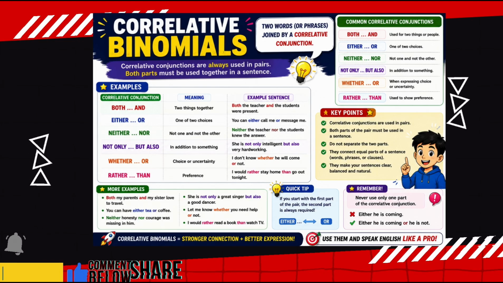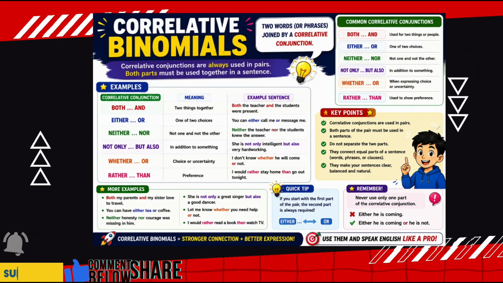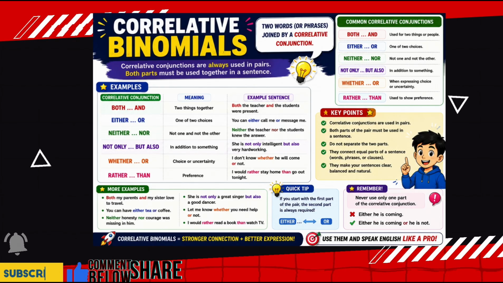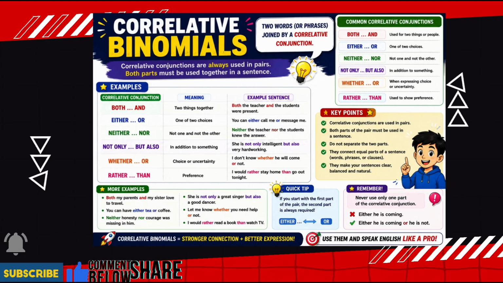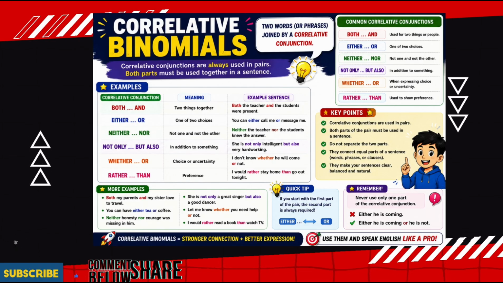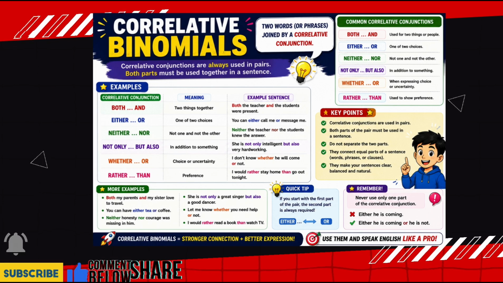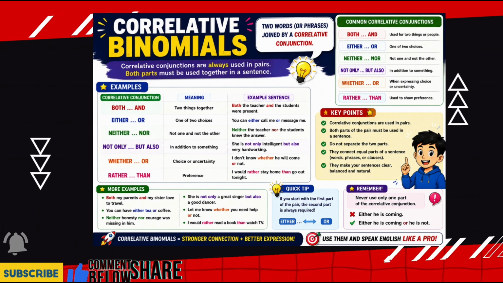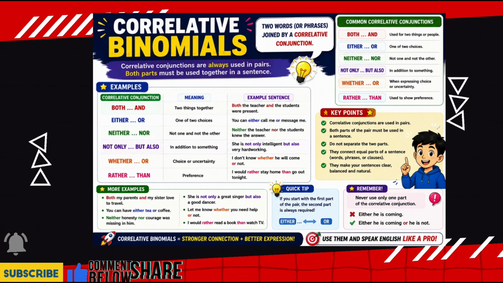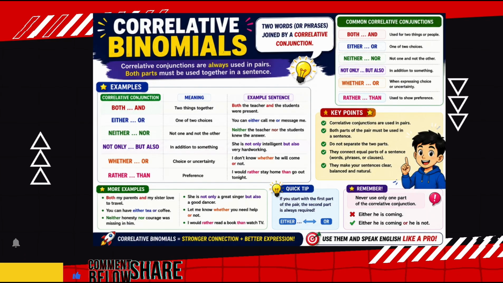Key points of correlative conjunctions. Correlative conjunctions are used in pairs. Both parts of the pair must be used in a sentence. Do not separate the two parts. They can connect equal parts in the sentence: words, phrases or clauses. They make your English clear, balanced and natural.